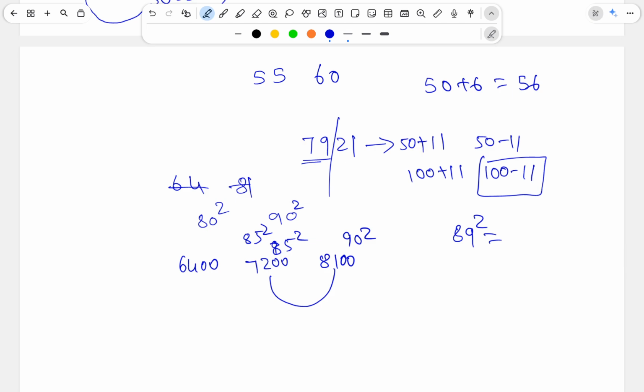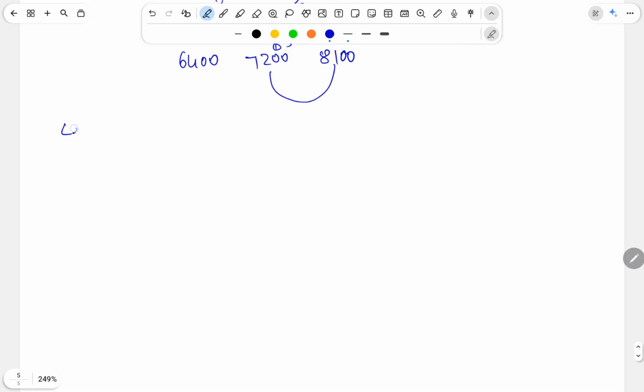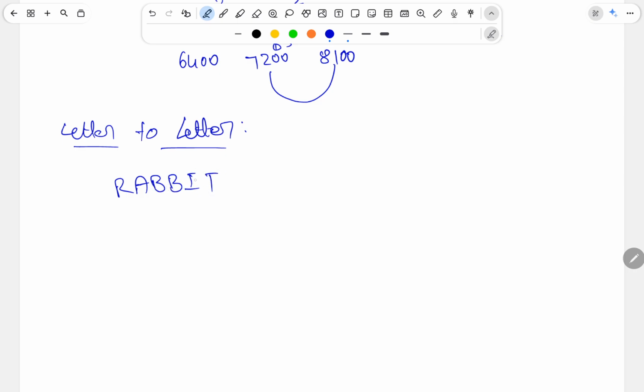So with these examples, we are going to solve coding and decoding. Then later we will see questions. Or otherwise, letter to letter we didn't see. One second. Letter to letter. Suppose for letter to letter, if they take rabbit is coded as, what will we take? Letter to number, just now we have seen letter to letter.